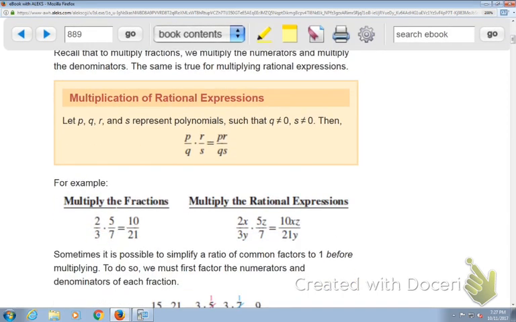Now, you guys should already have been exposed to multiplying fractions. How do you multiply fractions? Straight across. Top times top, bottom times bottom. So if you have P over Q times R over S, that's PR over QS, right? That's how you multiply fractions straight across. Anybody shocked? Okay. Only now our fractions aren't just numbers. Now they're rational expressions, so they can have variables.